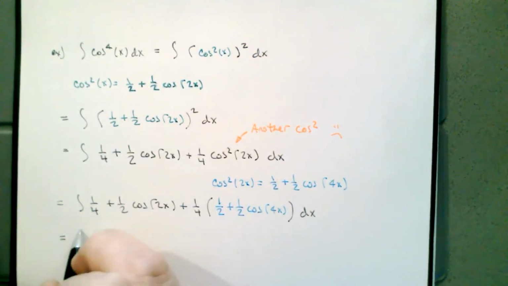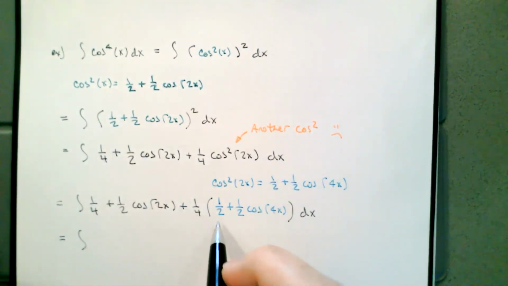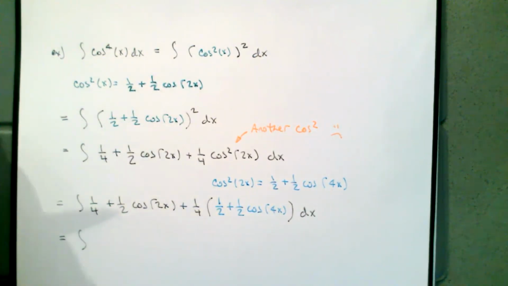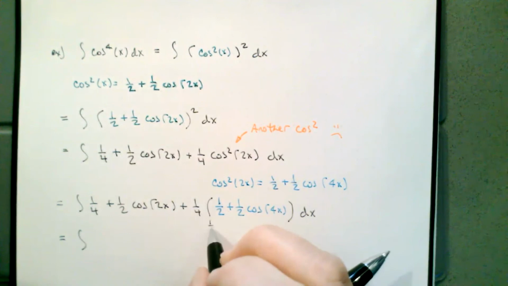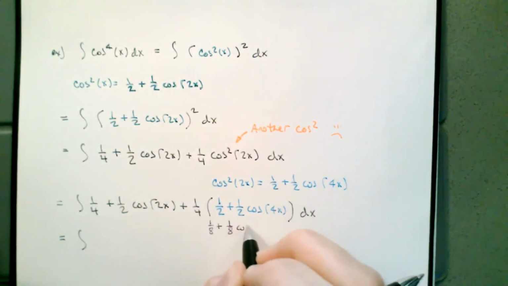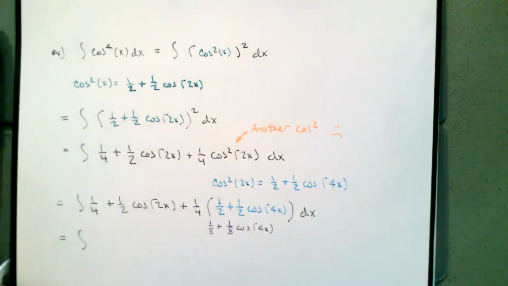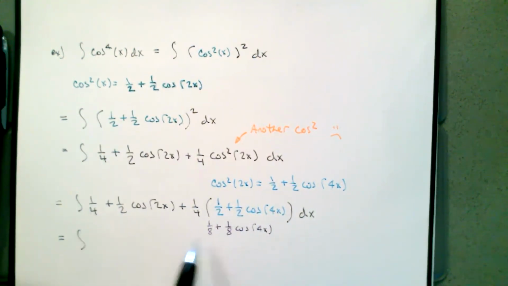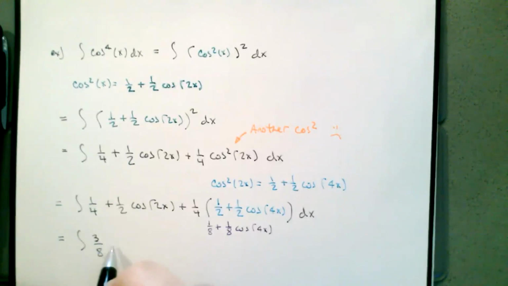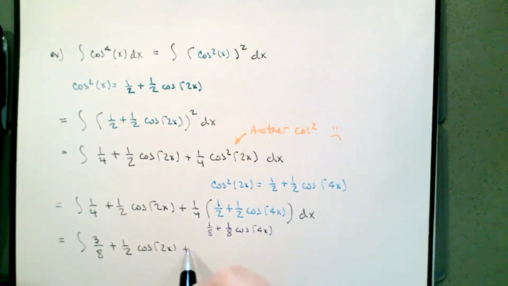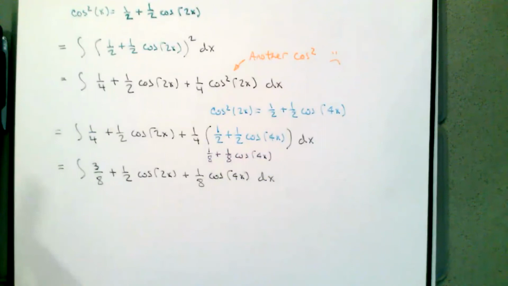So now I have the integral of, let's see, 1/4 and a half times a half. I should simplify this. This is going to be 1/8 plus 1/8 cosine of 4x. So I've got a fourth plus an eighth: 2/8 plus 1/8 is 3/8, plus a 1/2 cosine of 2x plus 1/8 cosine of 4x dx. Now I've gotten rid of all my even powers of cosine because those are inconvenient.